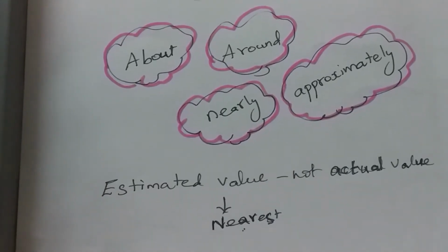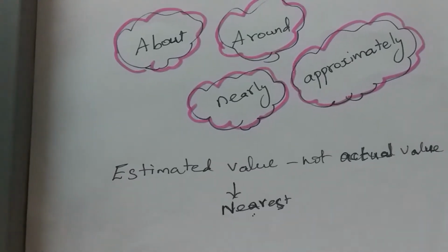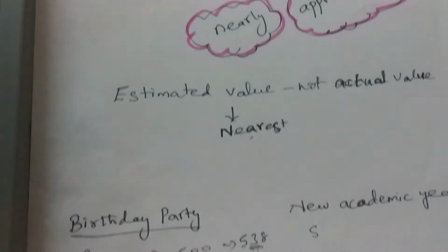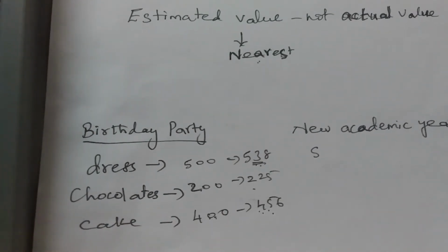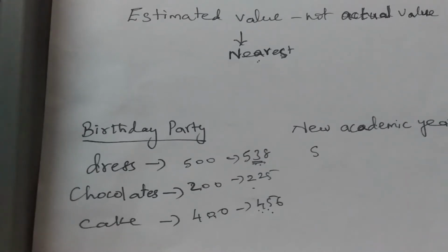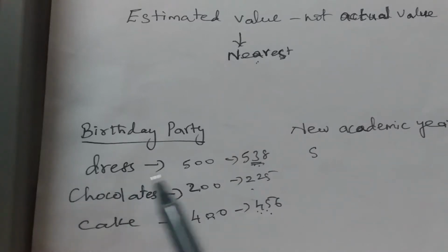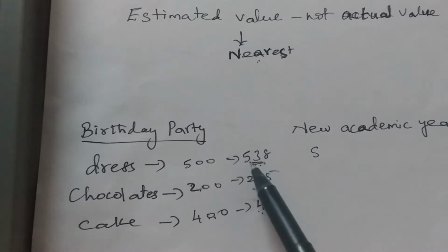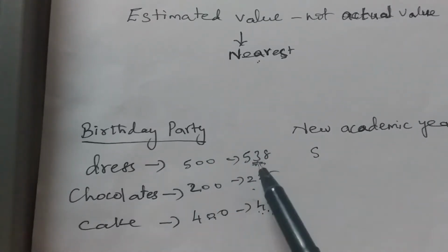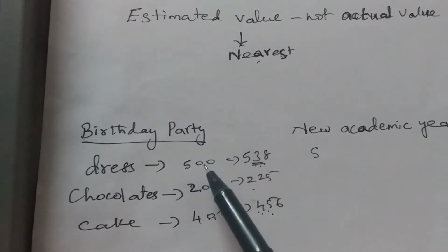Estimation is very much used in daily life to plan many things. We need to estimate many things to have an idea or to have a plan. For example, suppose you are having your birthday next month and you want to plan the birthday party. So what do we need? We need to plan for it. What do we do first? We calculate how much we need. Maybe for the dress around 500. Suppose your dress may cost 538 rupees. But when you are planning, we won't put the exact value. We'll put the approximate, the nearest value.